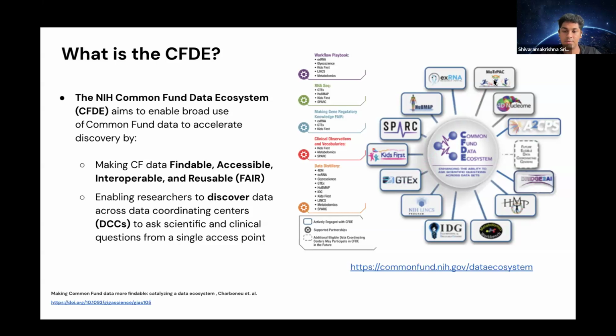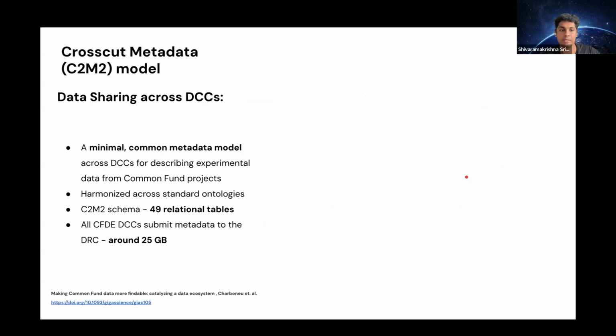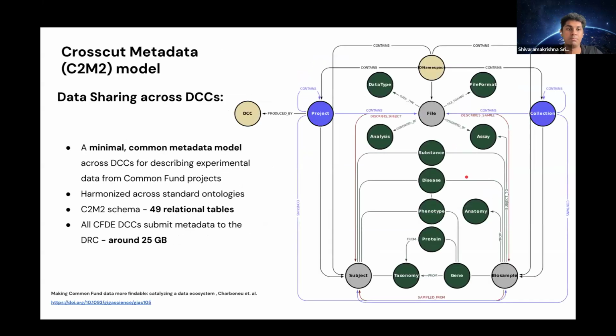So as you can see here, the kinds of data that we have from each of these DCCs is diverse and very heterogeneous, and it warrants a need for a unifying model. And that is exactly what is described by the cross-cut metadata or the C2M2 model. This essentially enables data sharing across these DCCs by being a minimal and common metadata model that describes experimental data from each of these common fund projects. What it also does is serve as a harmonized model across these standard ontologies.